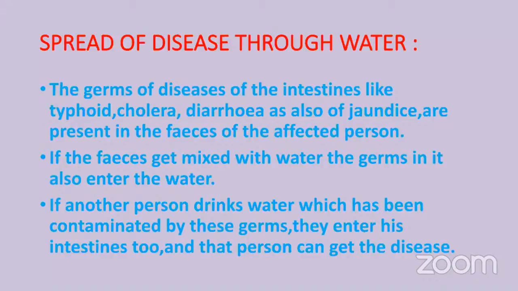The germs of diseases of the intestines like typhoid, cholera, diarrhea, as also of jaundice are present in the feces of the affected person. If the feces get mixed with water, the germs also enter the water. If we drink this contaminated water, the germs will enter our body and cause the disease. If another person drinks water which has been contaminated by these germs, they enter his intestine too, and that person can get the disease. So, all intestinal diseases are spread through water. Examples, as I said, are typhoid, cholera, diarrhea, and jaundice.